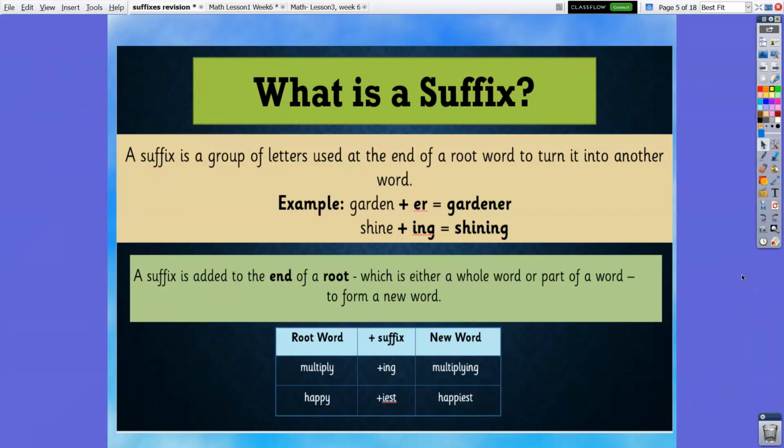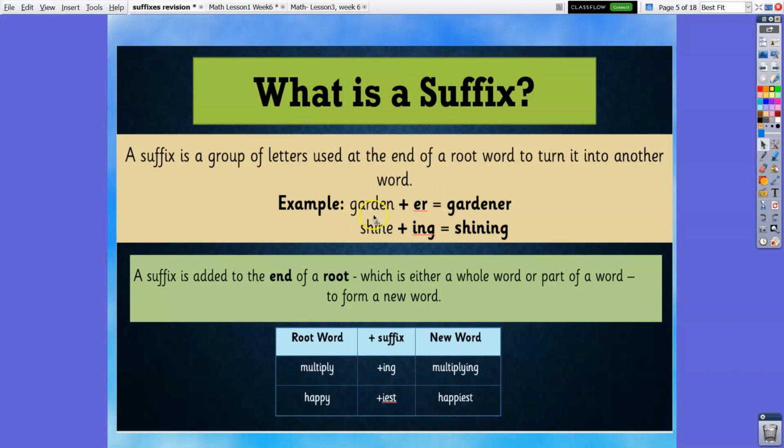What is a suffix? A suffix is a group of letters used at the end of the root word to turn it into another word. Last time, we learned about prefix, that is found at the beginning of the word. This time, it's about suffix, which is found at the end of the word.